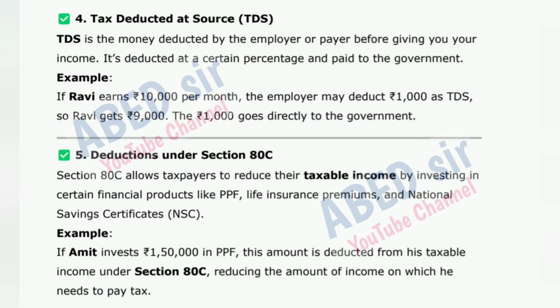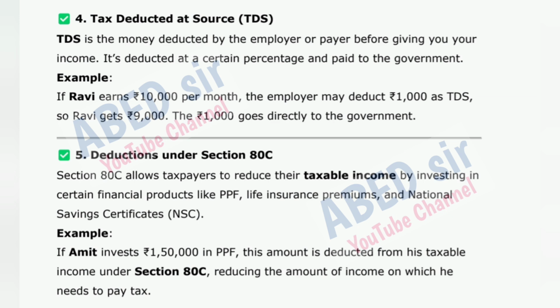4. Tax deducted at source, TDS. TDS is the money deducted by the employer or payer before giving you your income. It's deducted at a certain percentage and paid to the government. Example: if Ravi earns 10,000 rupees per month, the employer may deduct 1,000 rupees as TDS, so Ravi gets 9,000 rupees. The 1,000 rupees goes directly to the government.